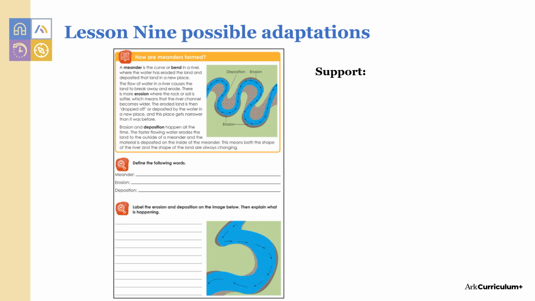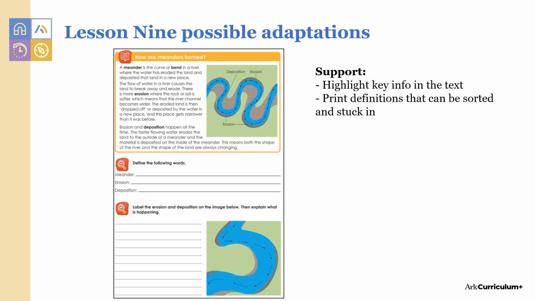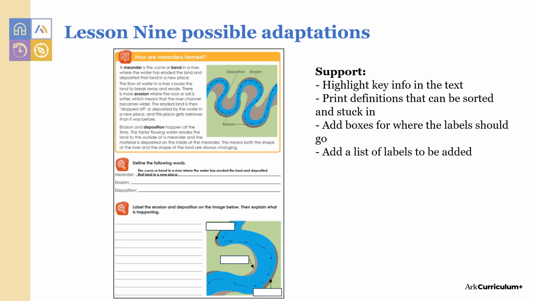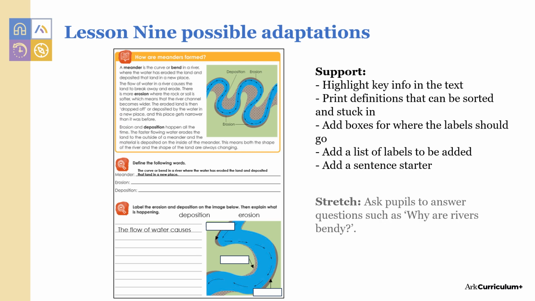In Lesson 9, again, you can highlight key information in the text to support pupils, and you can print definitions that can be sorted out and stuck in. You could add boxes for where the label should go on the image, and you could add a list of keyword labels to be added. You could also add a sentence starter. Stretch pupils by asking them questions such as, why are rivers bendy?